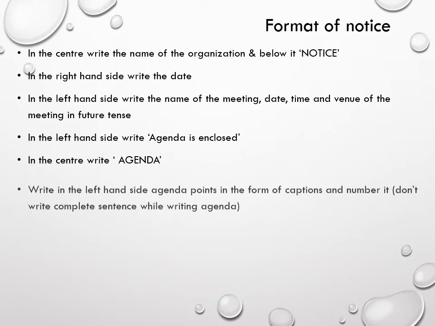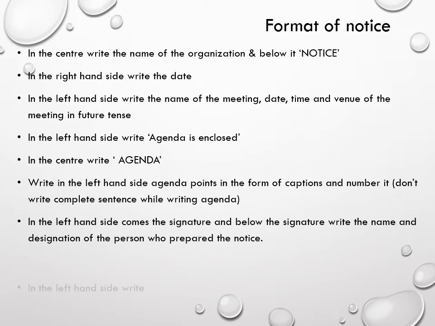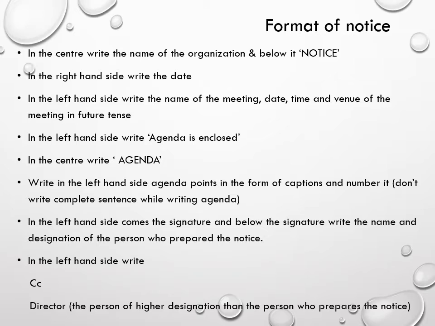And on the left hand side, you have to write one short paragraph which contains the details of the name of the meeting, date, time, and venue of the meeting. And this short paragraph should be written in future tense. And below that, you have to write a one-liner that states agenda is enclosed.